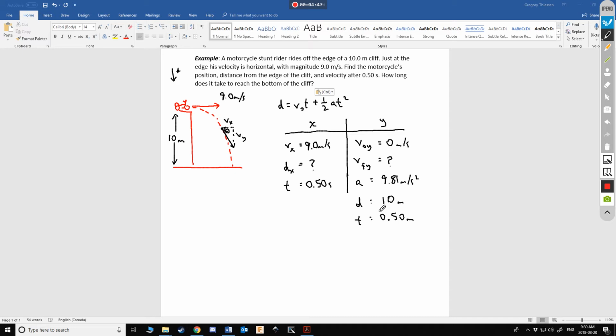So here's our first question. It says, find the motorcycle's position, distance from the edge of the cliff, and velocity after 0.50 seconds. So in the x direction, pretty straightforward. So let's look at position first. So position after 0.50 seconds.